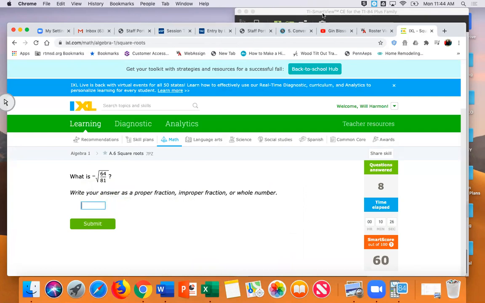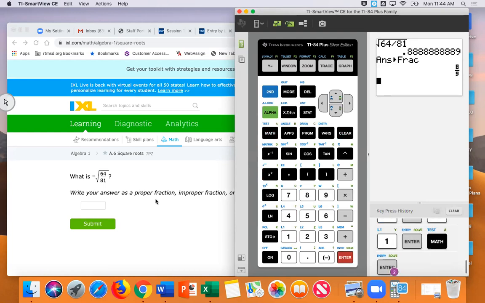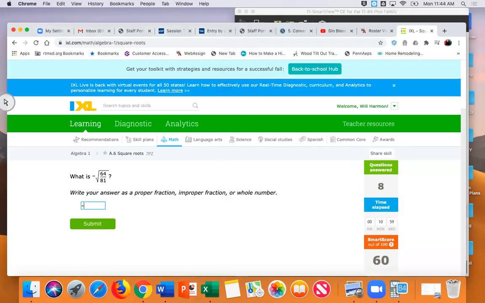Any ideas what we would do here? All right, well, there's two ways to do this problem. One, we can take the square root of 64 over 81. And we get this, and then we can convert that to a fraction, 8/9. Or we could use our list and look at it as what's the square root of 64 and what's the square root of 81. Square root of 64 is 8. So since the negative sign's outside, it'd be -8. And the square root of 81 is 9.